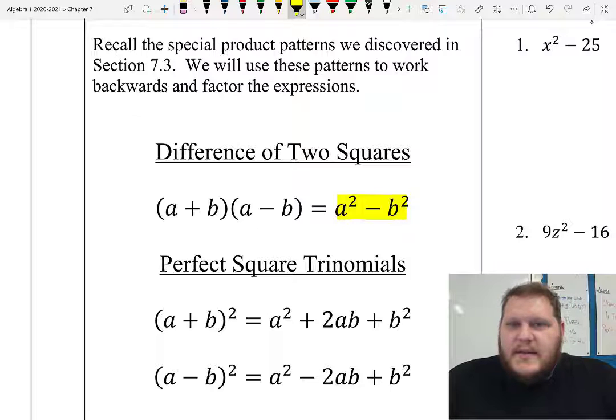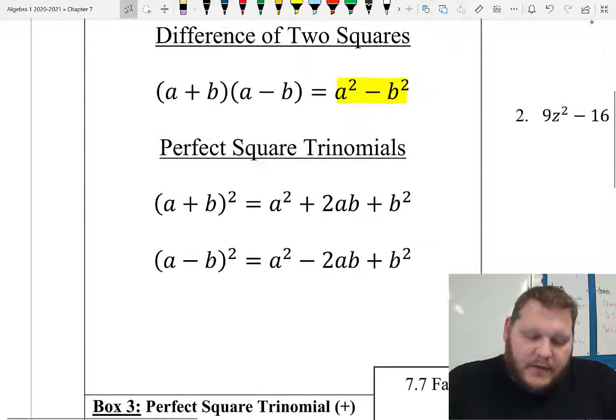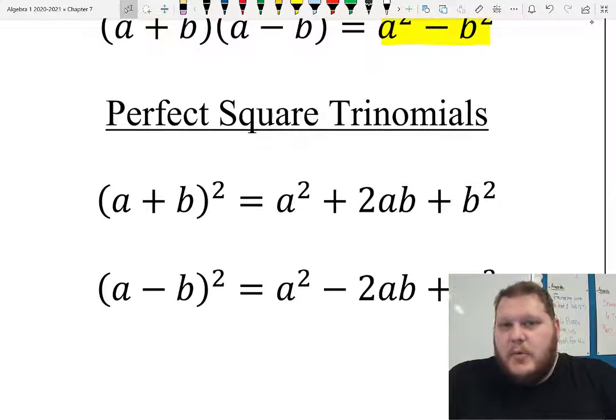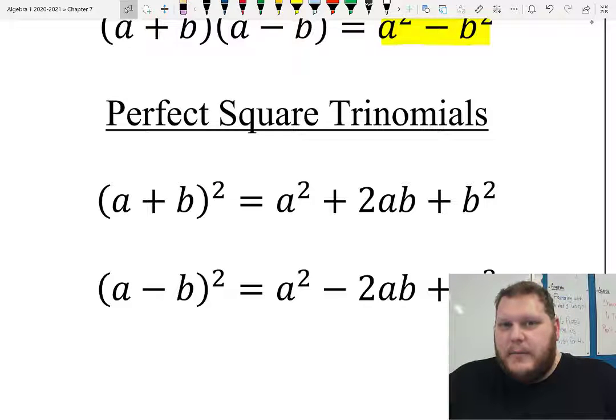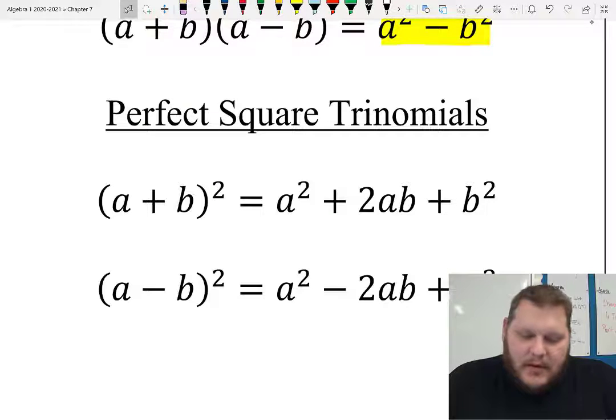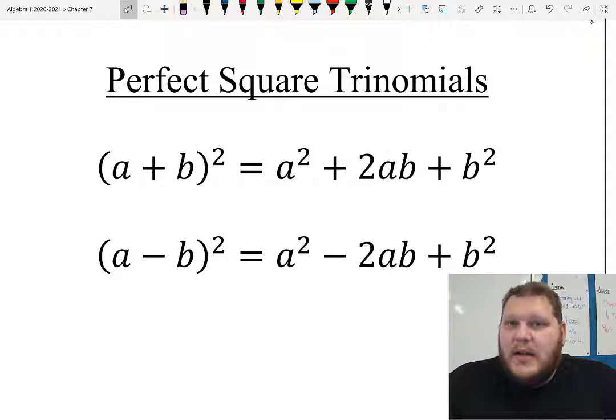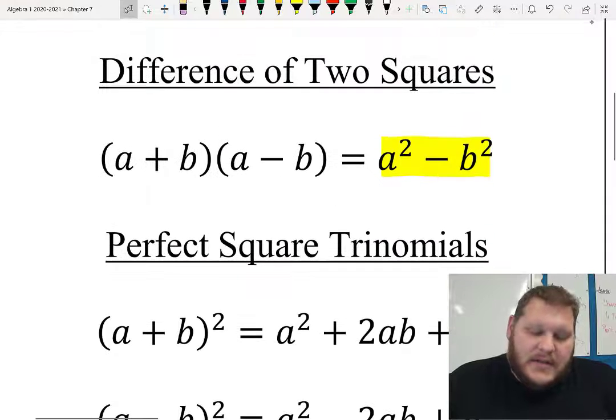Our other one was our perfect square trinomial. In that one, we have two different versions of it, depending on whether the parentheses squared is a plus b, a sum, or a difference. The pattern looks very similar. Our answer in standard form was always a squared, plus or minus depending on the original, 2ab, plus b squared. And again, like we talked about back in 7.3, I would say this factoring shortcut is far less useful and utilized than the difference of two squares.